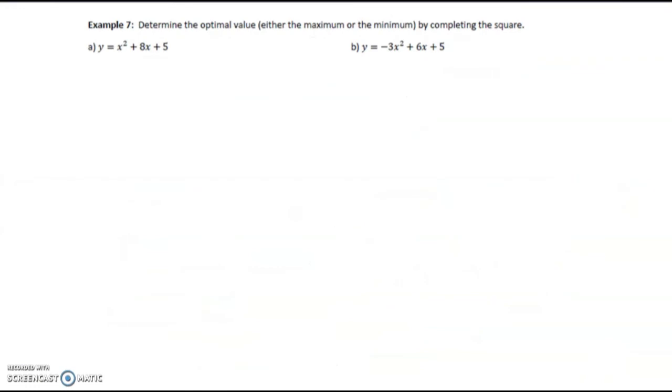Okay, this question is a little bit different. So it says determine the optimal value. So this actually wants the y value, which is going to be our maximum or minimum, the y value of the vertex. So in HK, it would be our k. Okay, this one specifically says by completing the square. So if an assignment or test says to specifically complete the square, you must show these steps. Okay, so I'm going to go fluidly through it.